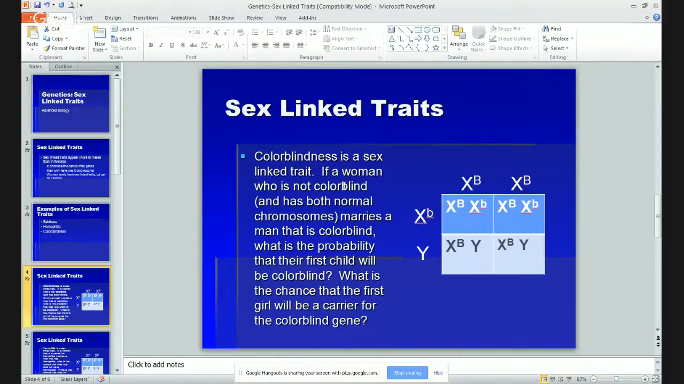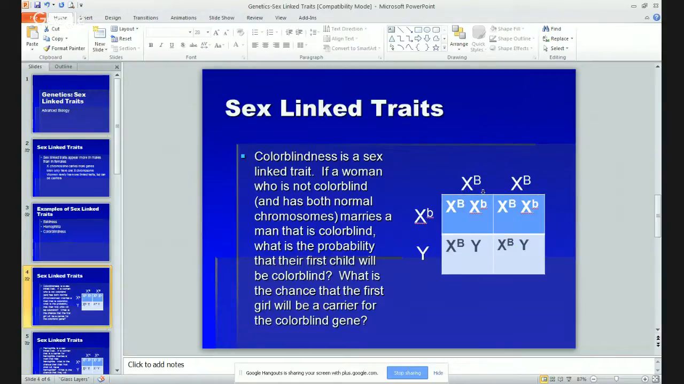So now we've got to go back and decipher what to put on top and what to put on the side. So if a woman who is not colorblind, so she's got at least one dominant allele right here. So we mark this as an X and an X. So here's mom, here's dad. Could you switch them and put dad up here and mom over here? Absolutely.